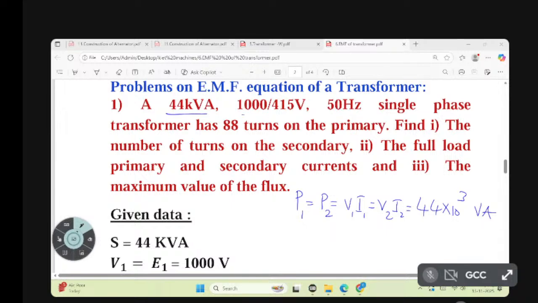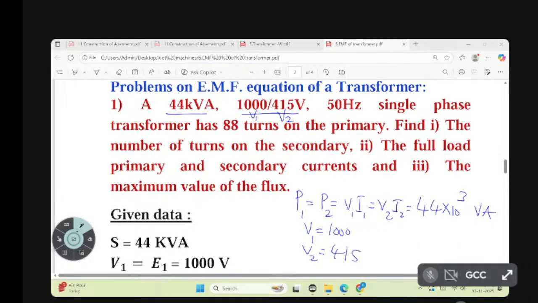1000 by 415. 1000 is nothing but V1. V1 is equal to 1000. Always you have to take the first one as the primary voltage V1. This is always V1 and this is always V2. First one always V1, second one always V2.